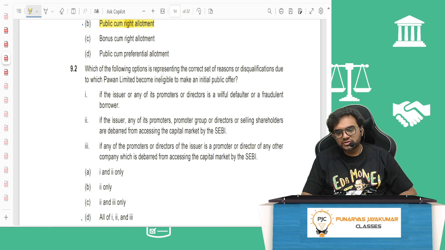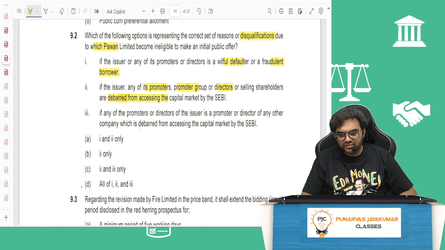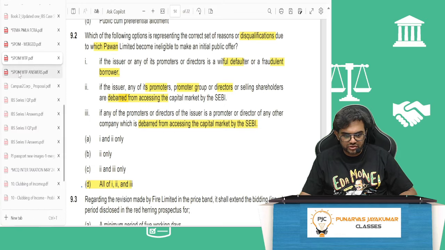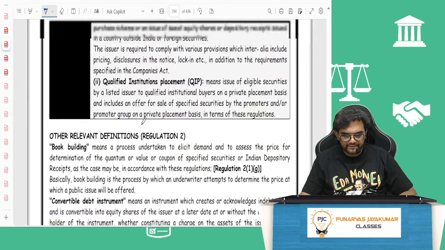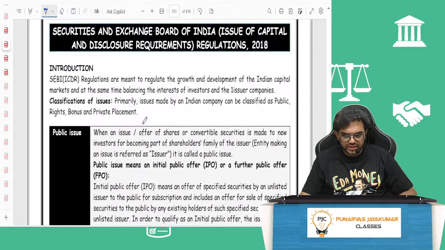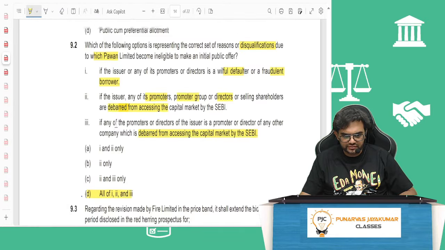Which of the following options is representing the correct set of reasons for disqualification? We just saw. Willful defaulter or fraudulent borrower, disqualified. If any of the promoter group or director is debarred, disqualified. Then if debarred from accessing the capital market, also disqualified. All of 1, 2 and 3. This also we saw. This is page 287.